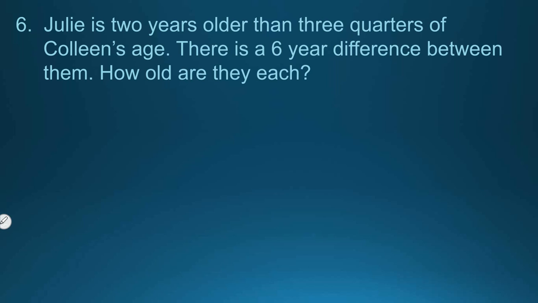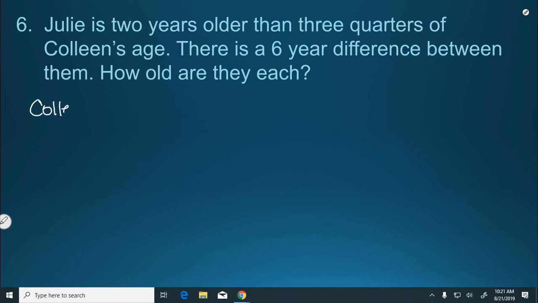We want to find Colleen's age and we want to find Julie's age. Now, whenever we have a problem like this, you want to try to figure out which person or thing should just be the one variable. To do that, you figure out what is being compared to. The thing that's being compared to is going to be your variable. In this case, Julie is being compared to Colleen, so Colleen is our standalone variable, our just X.